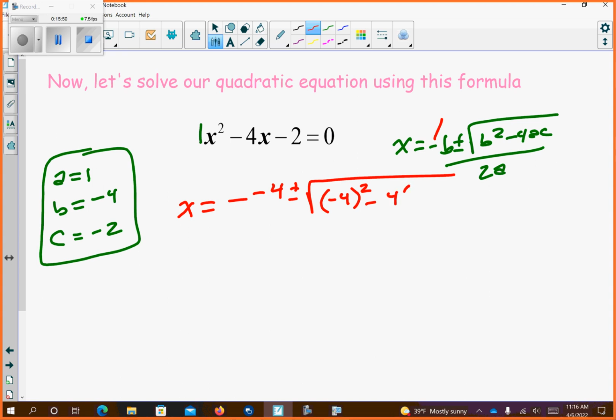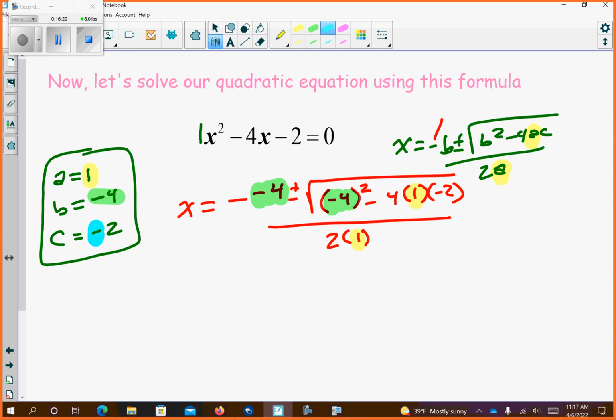Plus or minus square root b squared minus 4ac all divided by 2a. Okay? So these are the values where I plugged them in. 1 goes here. Okay, that's my a value. 1 goes here as well. That's also an a value. B goes here and here. And then C goes here. Notice there is a 4 and a 2 that are already in there.